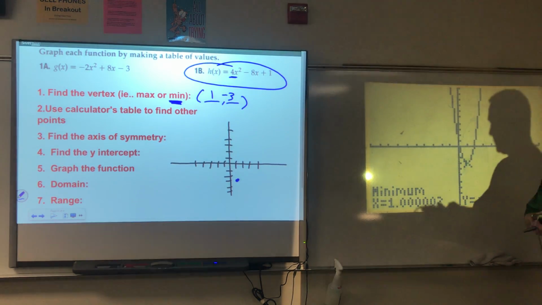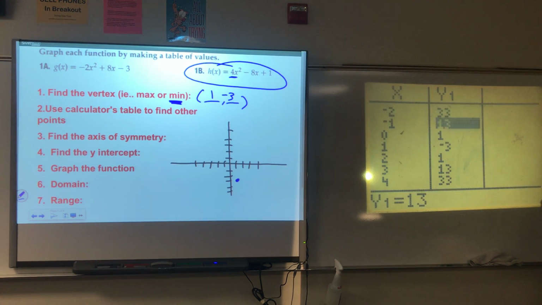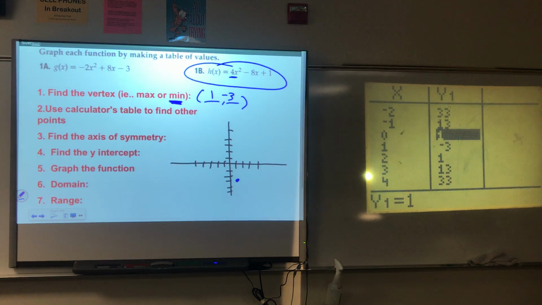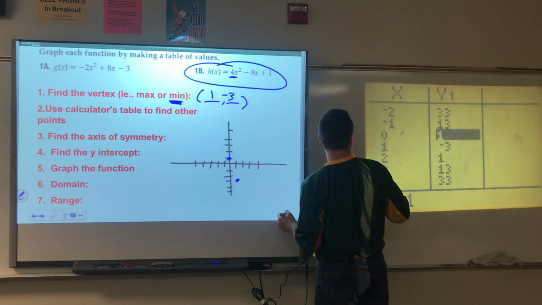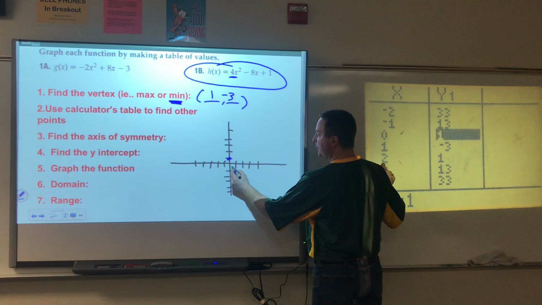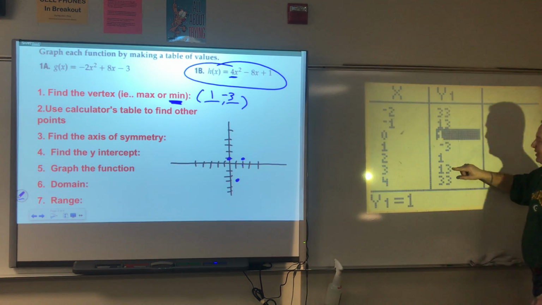Now to get my other points, as it says there, number 2, we go to the table. I'm going to go second graph, go to my table. And again, this time it looks like I only have a couple points that are between negative 10 and positive 10. There's my 0, or 0, 1 I should say. Over 0, up 1. 1, negative 3 I have. Over 2, up 1. And then the numbers get to be big.